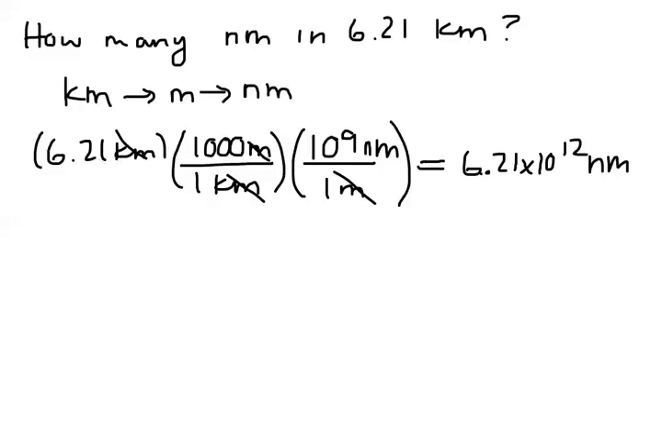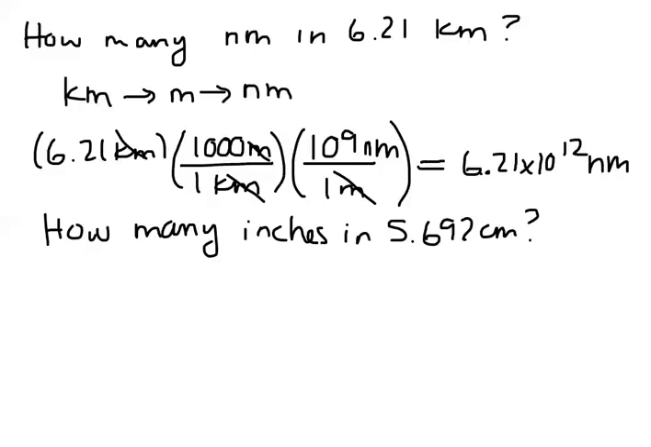So how many inches in 5.692 centimeters? This is just going to be a one-step conversion, but conversions between systems, between metric and English, because the metric and the English systems were developed independently, they do not have exact conversions between them. So it's not exactly 2.54 centimeters per inch, it's about 2.54 centimeters per inch. Which means that those sig figs are going to affect your answer.